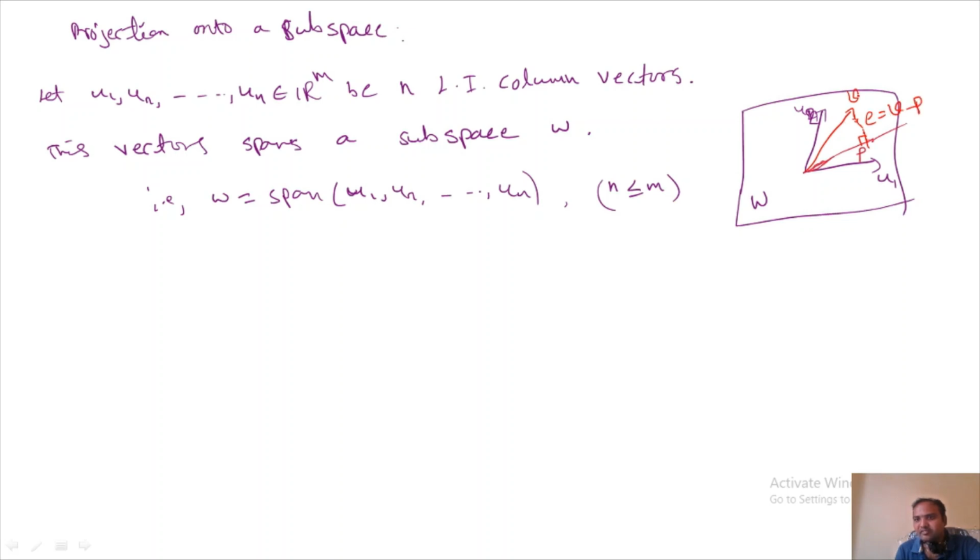The error vector is the vector being projected minus the projected vector. Now these make a right angle triangle: the projected vector, the vector being projected, and the error vector. Our aim is to find this P. How do we find P? Observe this diagram: u1, u2 and so on all span W, so all these vectors are in W.